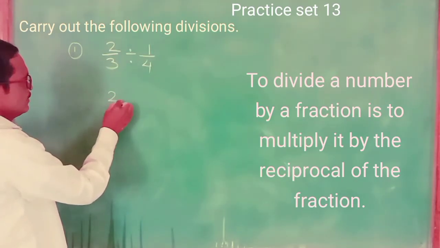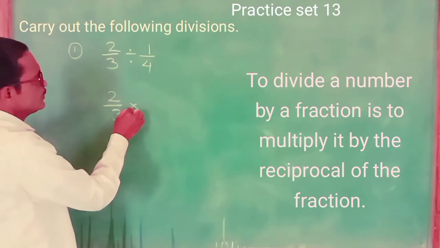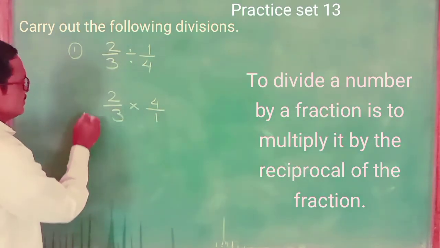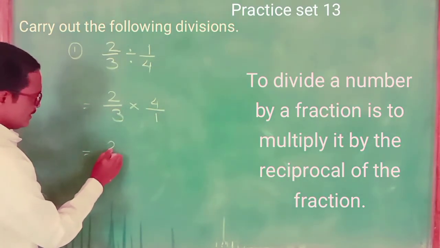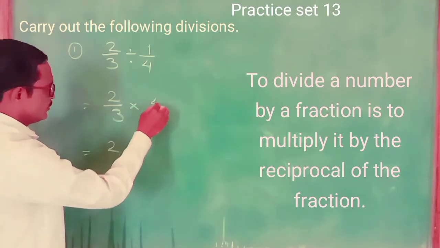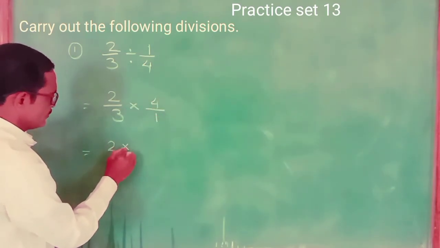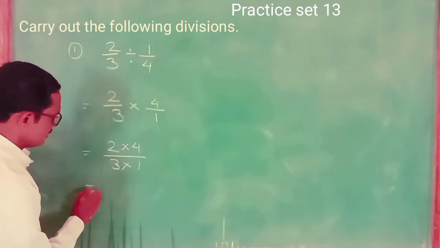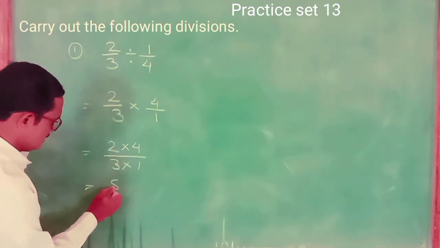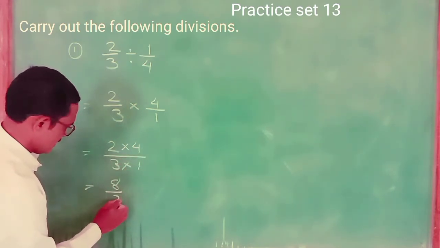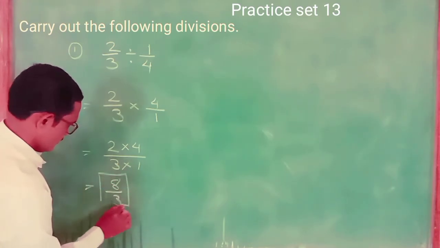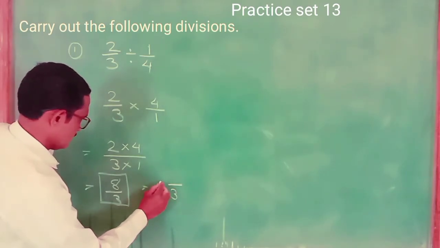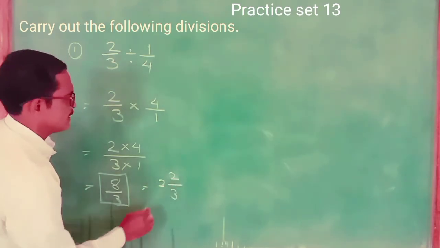So we get 2 upon 3 into the reciprocal of 1 upon 4, which is 4 upon 1. So we get 2 upon 3 into 4 upon 1, which is equal to 2 into 4 upon 3 into 1, which is equal to 2 fours are 8, upon 3 ones are 3, which can be written as 8 upon 3.